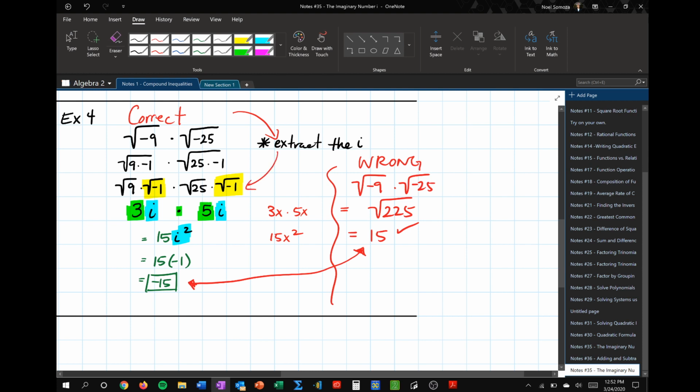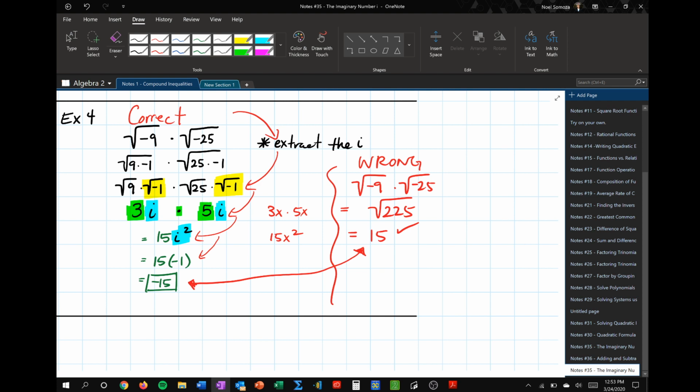By extracting i, it keeps the i relevant throughout the entire problem. And then at the end, you see why it's relevant, because the i squared becomes a negative, and you end up with -15 rather than positive 15. So I just wanted to show you that doing it incorrectly could lead you to an entirely different answer. It doesn't seem completely different, it's just a negative, but in this case it makes a difference. So just keep that in mind, to always extract i first.